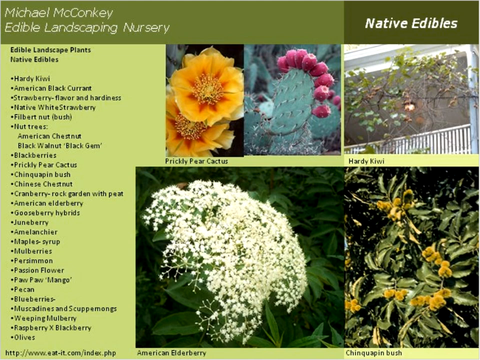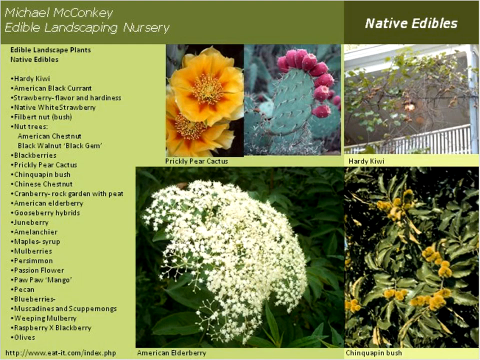And I wanted to highlight some in particular, this Native Edibles, Michael McConkie with the Edible Landscaping Nursery in Virginia, just gave a talk here at the Botanical Garden, and he covered some wonderful plants like the hardy kiwi that you see here at the top right corner growing on a second floor balcony in my neighborhood. I don't know if you can make out from that light, but there are all kinds of little kiwis hanging on there. The prickly pear, the elderberry, which is also a wetland plant, which is another hot topic.